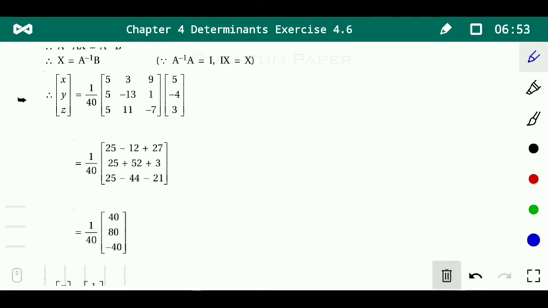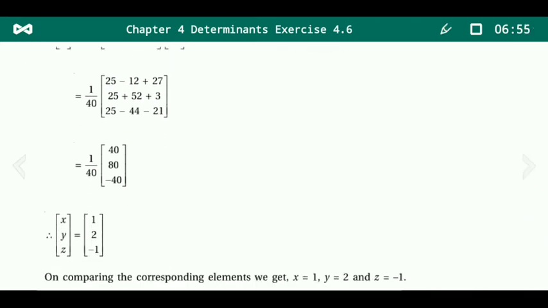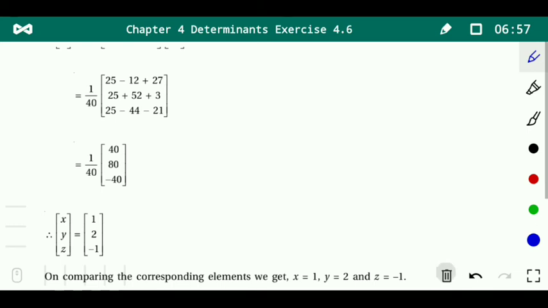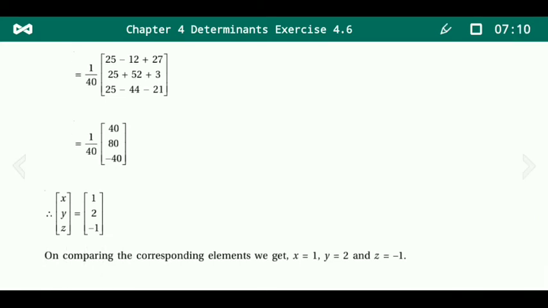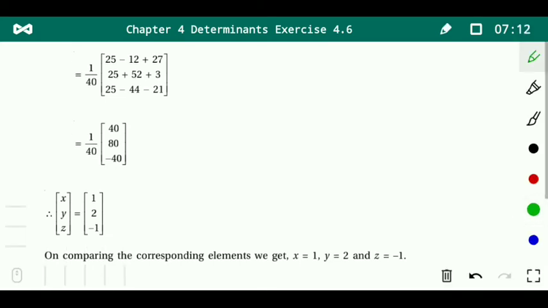Now we have to divide by 40 all elements. Okay, so it gives 40 by 40 will be 1, 80 by 40 is 2, and minus 40 by 40 is minus 1. On comparing the corresponding elements, we get x equals 1, y equals 2, and z equals minus 1. Is it clear? Thank you.